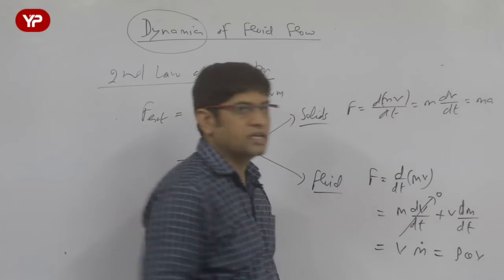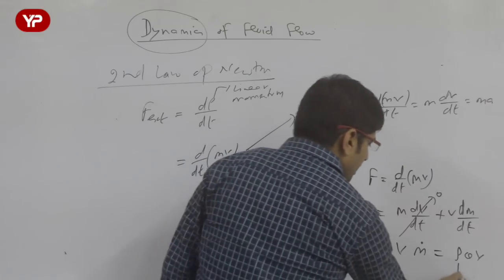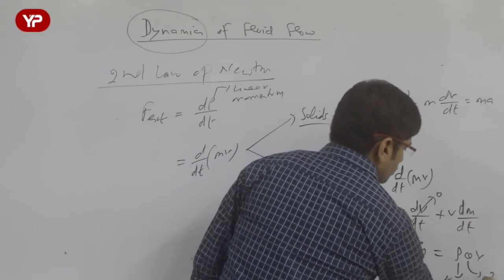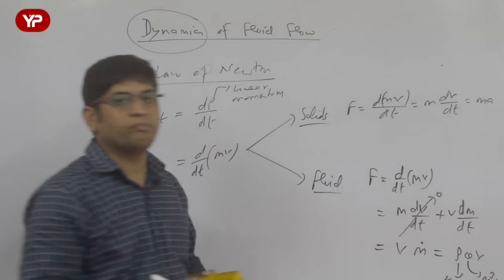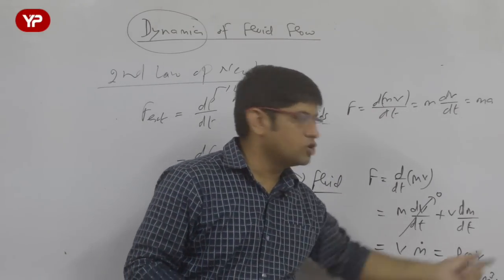So what is rho? Rho is the density. What is q? It is the discharge in meter cube per second. So if I multiply density, which is kilogram per meter cube, with meter cube per second, I am going to get kilogram per second as the mass flow rate. So this F will be equal to rho qv.